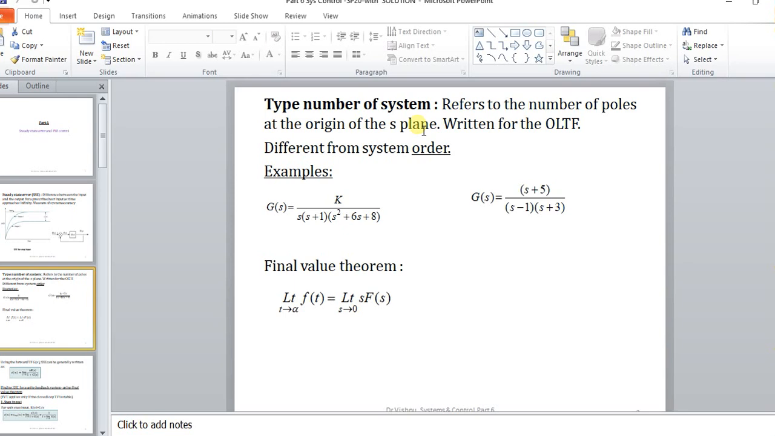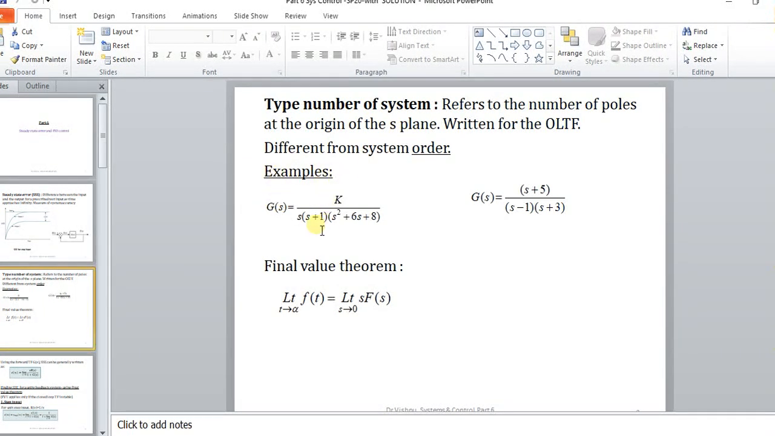We know the meaning of poles. Poles can be anywhere in the S-plane. But if you have one pole at the origin, that means the pole is at 0, that is called a pole at origin. So if the system has one such pole, then we call it type number 1. If there are two poles like that, then we call it type number 2.